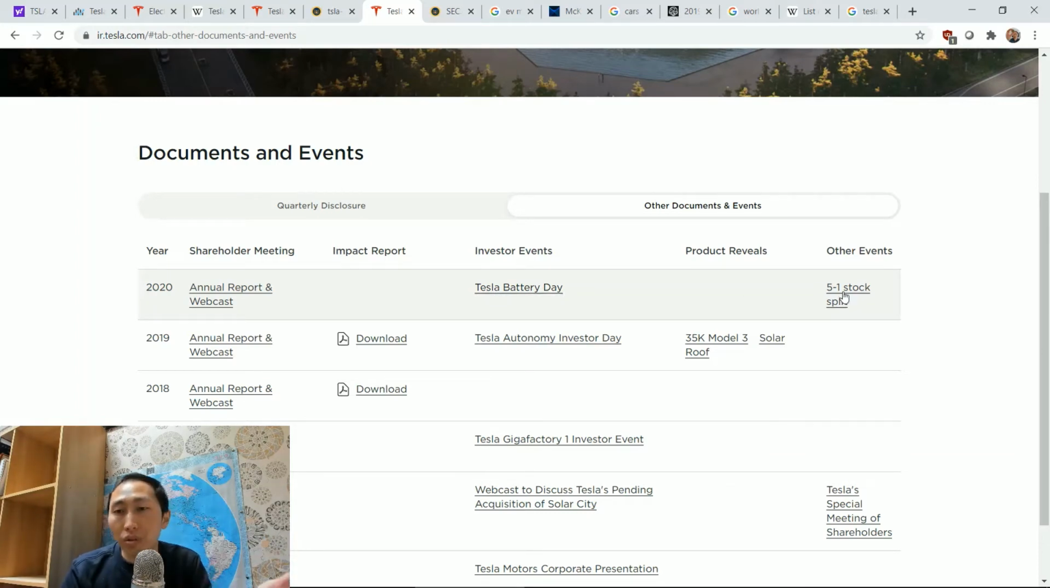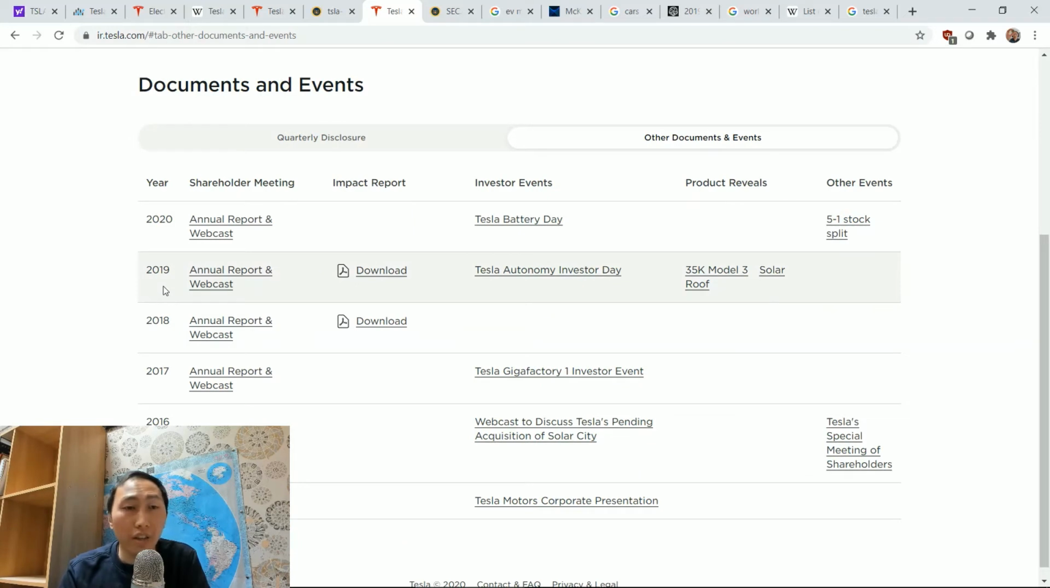And also we've got other events, like the 5-for-1 stock split. If you don't know about it, that's when Tesla split one of these stocks into 5. It went from a stock that was over $2,000 to $400, and the value is still the same, but it just creates a much cheaper stock for people to buy. Yeah, and then we can also look at 2019, where we've got the same stuff. We've got the Autonomy Day presentation, and they also have product reveals.